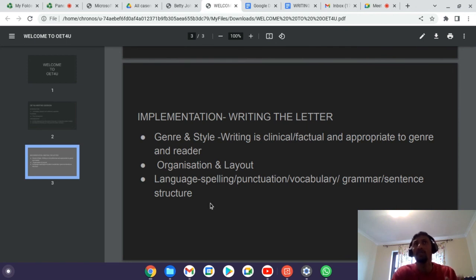So then you will get the actual style and genre for this particular letter. This is all you're doing before writing in the exam. You are just drafting: this information goes in my first paragraph, this in the second paragraph, and all this information I'm going to write in my third paragraph. Then you are going to write the conclusion. That's it.